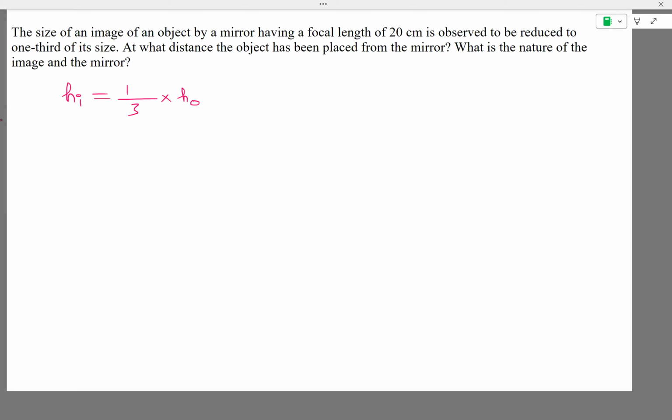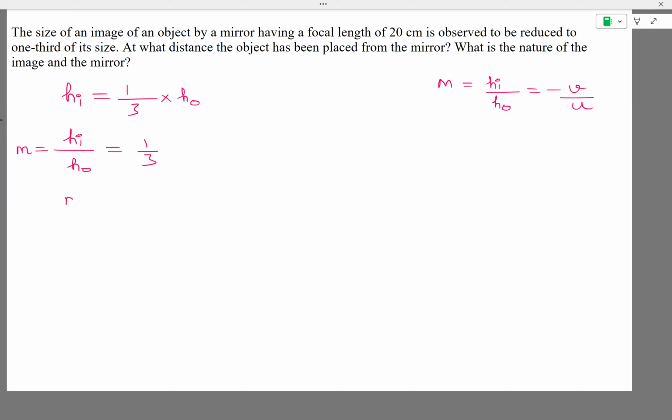Now, you know what magnification is? Height of the image by height of the object, which is also equal to minus v by u. For a mirror, it's this one, right? That means m is nothing but hi by ho. You take ho to the left side, so it will become 1/3. This is magnification, so we have got magnification 1/3.